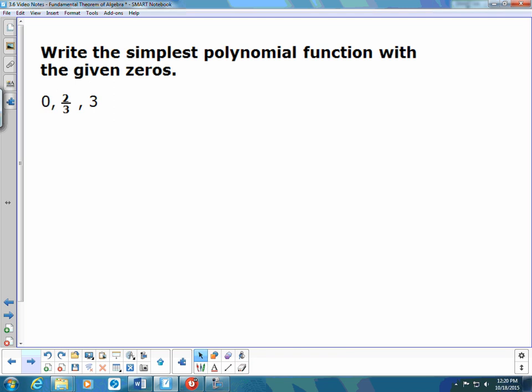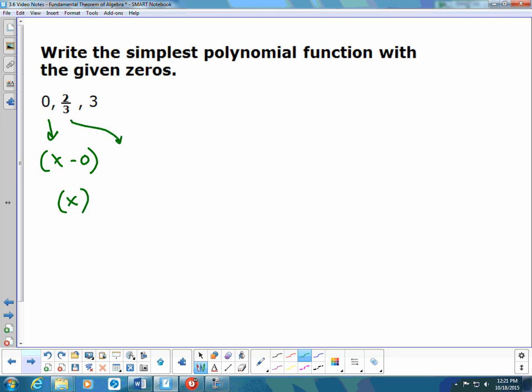Okay, let's do one more of these. This one, we're writing the simplest polynomial function with the given zeros. If 0 is a zero, that means the factor must be x minus 0, or you could just write x for that. If 2/3 is a zero, then x minus 2/3 is a factor. And if 3 is a zero, then x minus 3 is a factor.